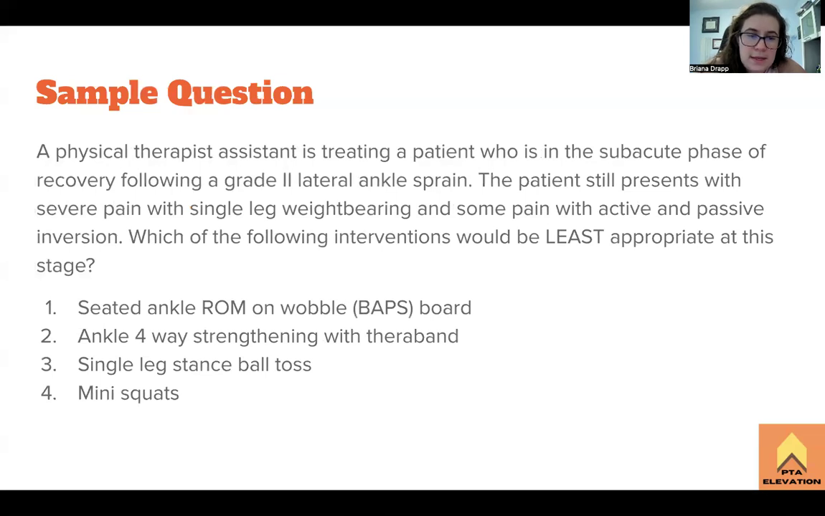One would be seated ankle range of motion on a wobble, BAPS board. Two, ankle four-way strengthening with a TheraBand. Three, single leg stance ball toss. Or four, mini squat. I'm going to give you guys a minute to think about that. By minutes, probably like 15 seconds.